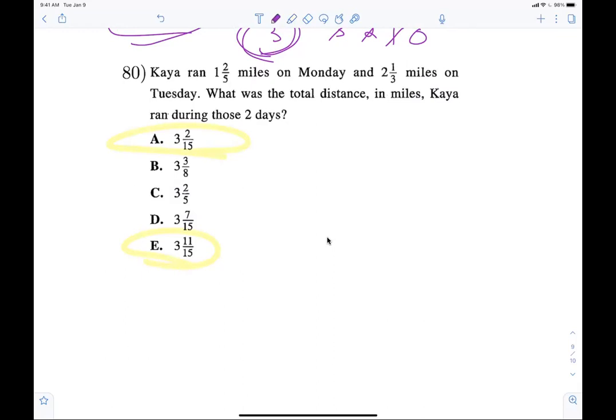All right, here we go. So the common denominator is 15, right? So I multiply 2 times 3 and we got the 6. And 1 times 5 is 5. So 6 plus 5 is 11. So it had to be 11 over 15. The only possible answer for 11 over 15 was E.